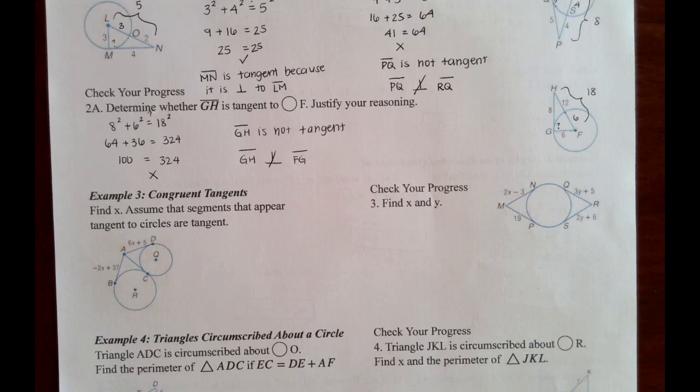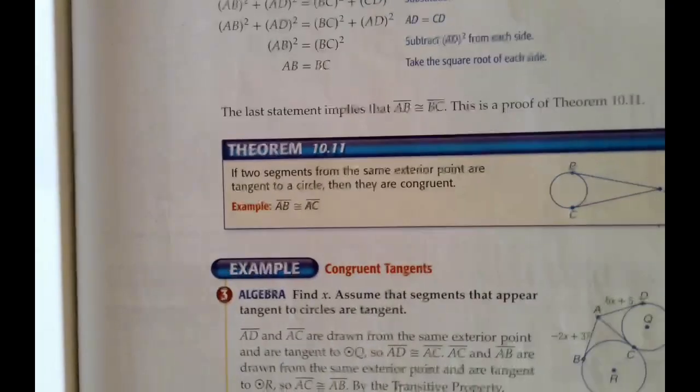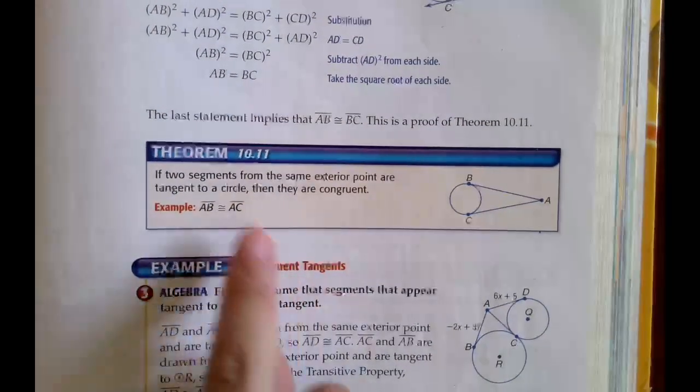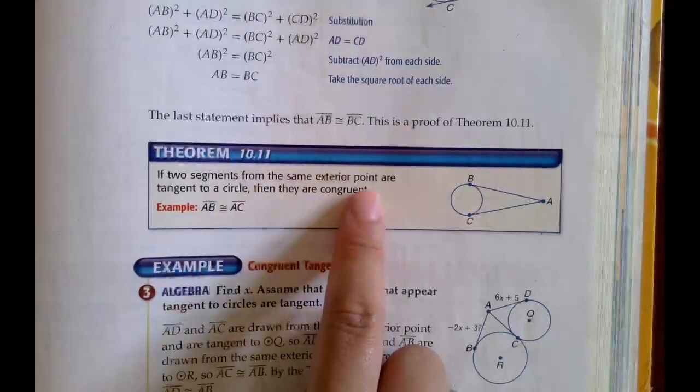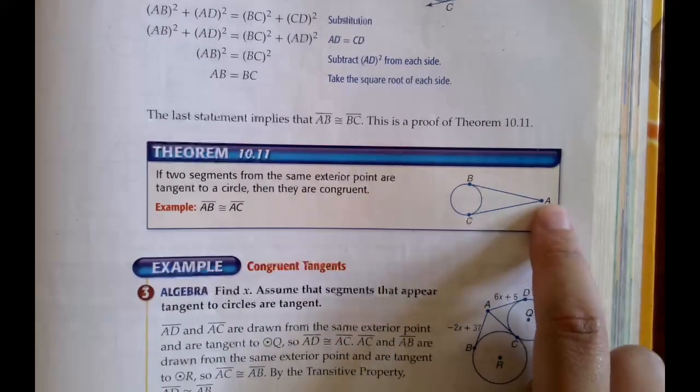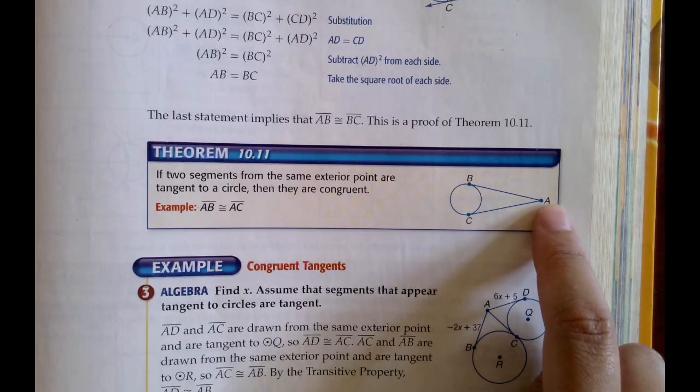Before we get on to example 3, let's talk about our next theorem. So here, if two segments from the same exterior point, so note here A is exterior, because it's outside of my circle.